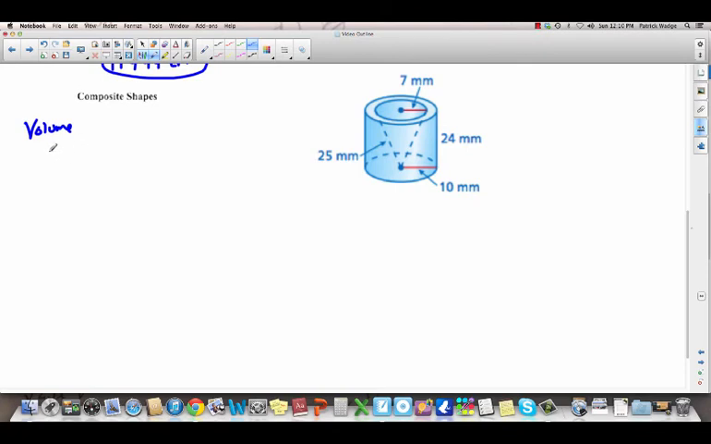So let's do volume. For volume, the first thing maybe we'll do is find the volume of the cylinder. And if you go back and look at the formula for the cylinder, it's pi r squared h. So it's pi. Radius of the cylinder is 10, so pi 10 squared times the height of the cylinder, which is 24.